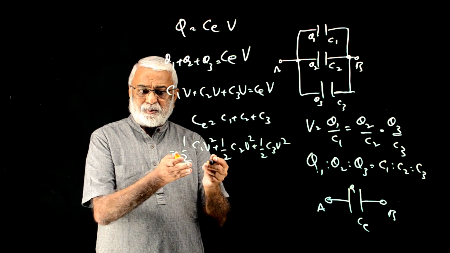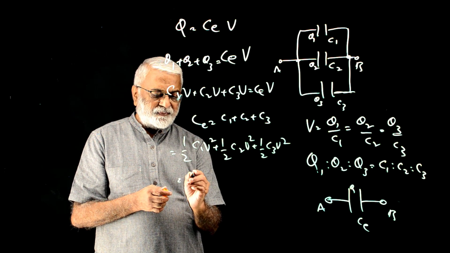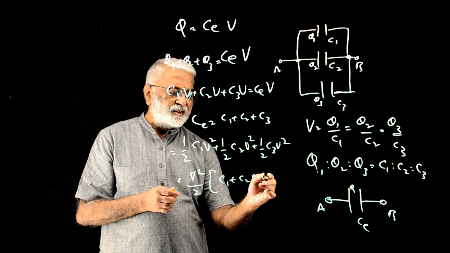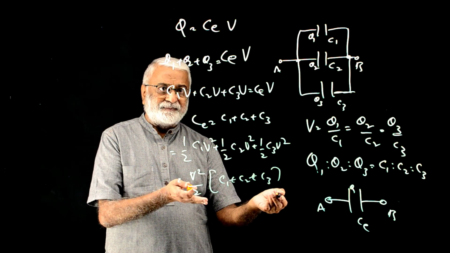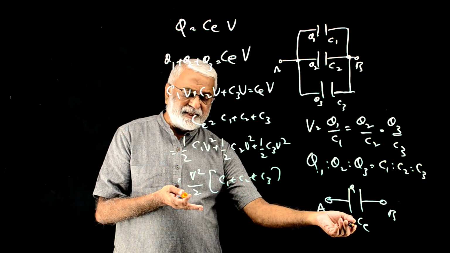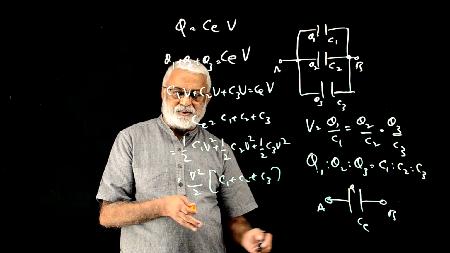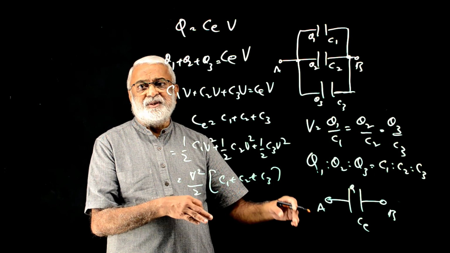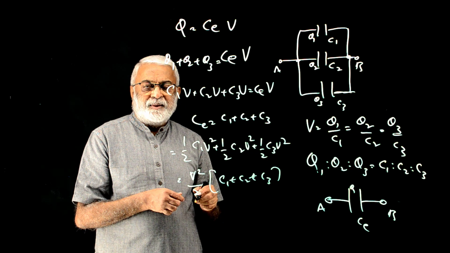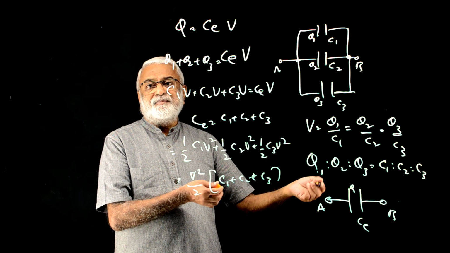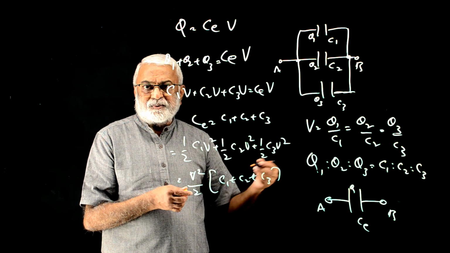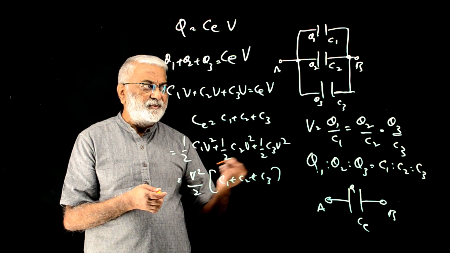This is electrostatic potential energy. This is V squared by 2 into C1 plus C2 plus C3, which is CE, right? So CEV squared by 2, and that's what you would say the energy stored here is, half CEV squared. So the equivalent capacitor stores an amount of charge equal to the sum of the individual charges, and the energy stored by it is the same as the sum of the individual energies stored by the individual capacitors. So this is parallel connection.